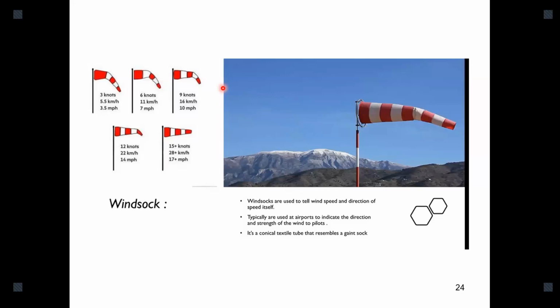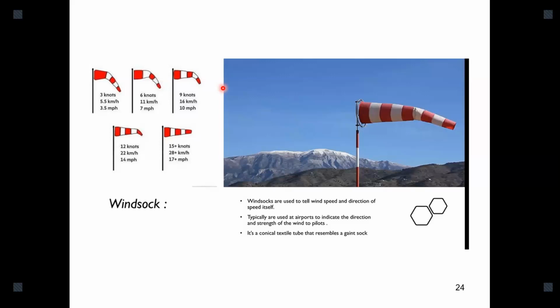Then he needs to find out the wind direction and speed both, because he has a speedometer inside the aircraft. Then he can observe that windsock. The number of bands are there. This is a standard instrument. These are the bands.